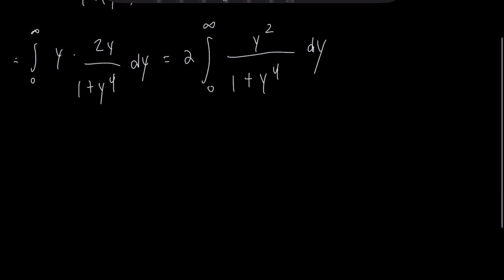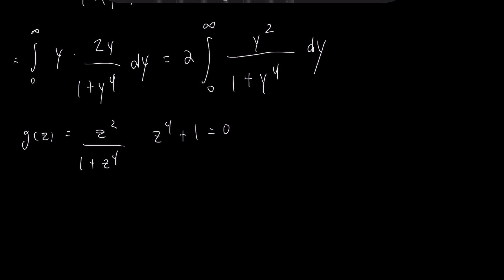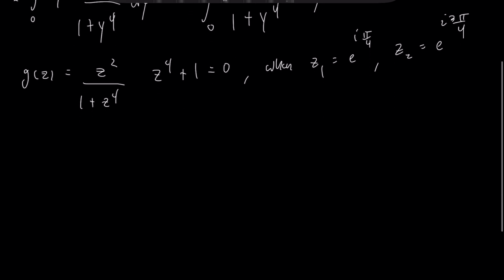And now all that's left is to solve this integral, and we will construct a function g of z, which is z squared over 1 plus z to the fourth, and z to the fourth plus 1 equals 0 when z1 is e to the i pi over 4 and z2 equals e to the i 3 pi over 4. There will be two extra ones, but we don't have to worry about these in this scenario.